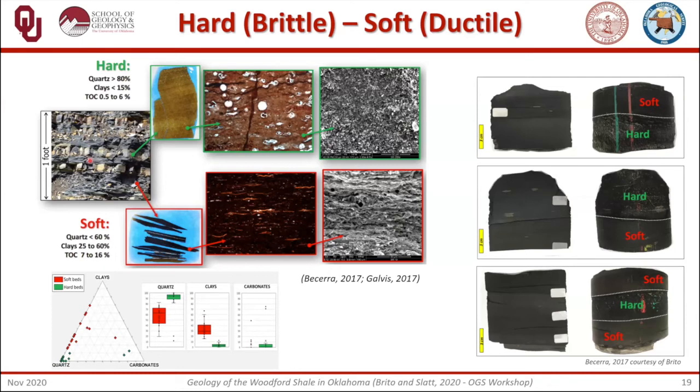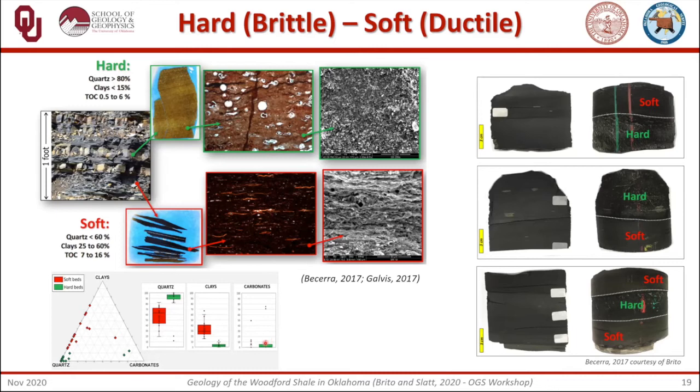Again, that red color represents my soft beds or the soft rock, and the green color represents the hard. You notice how the coarse content in the hard is higher than in the soft, but it's the opposite for the clay content. And the carbonates tend to be very low, except for those dolomitic beds.